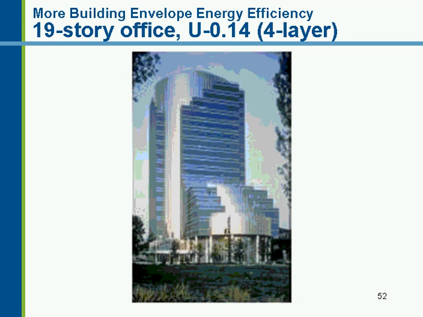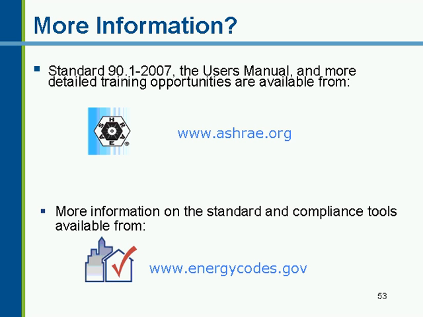If you want more information, standard 90.1 can be downloaded from the ASHRAE website at ashrae.org. There's a user's manual to accompany the document, and other training opportunities, information will be available from ASHRAE. And if you want more information on the standard and compliance tools, you can also check with a DOE-sponsored website, energycodes.gov. Well, at this point, that concludes the presentation here today.